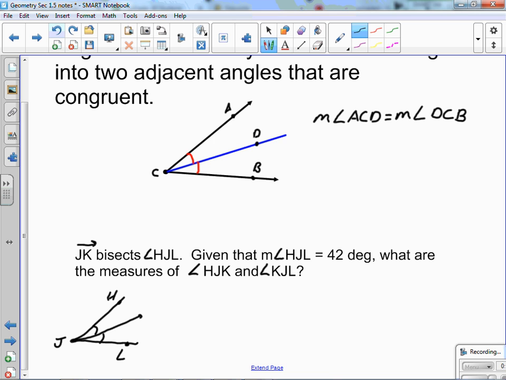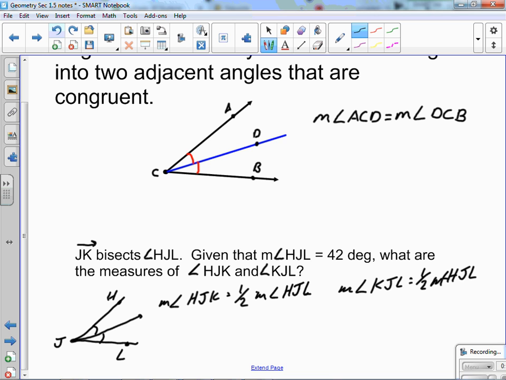So, measure of angle HJK is going to be half of the measure of angle HJL, and also the measure of angle KJL is going to equal half the measure of HJL.